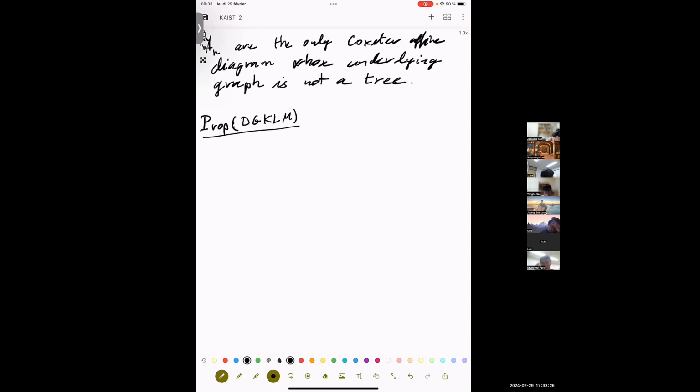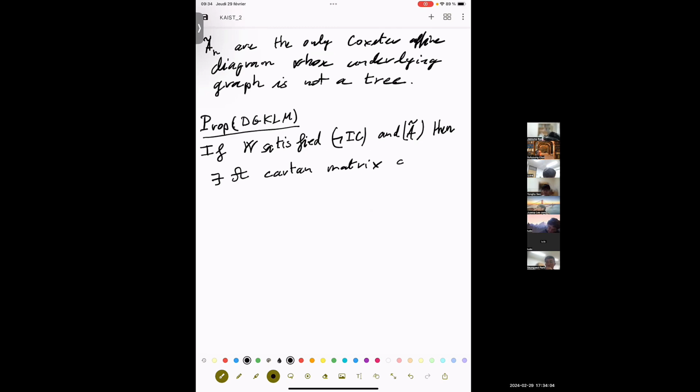If there is an existence of a convex cocompact representation, so if W satisfies no AC and condition A tilde, so the only affine irreducible diagrams are the A tilde, then there exists a Cartan matrix compatible with W which satisfies nosity.